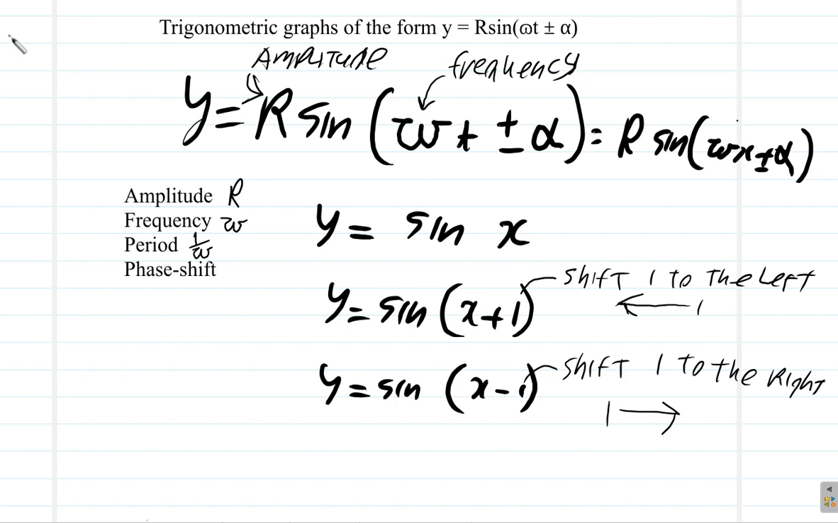So basically, what you have here is the phase shift. The phase shift occurs with the alpha. Alright? So, there you have that. I'll see you in the next video.